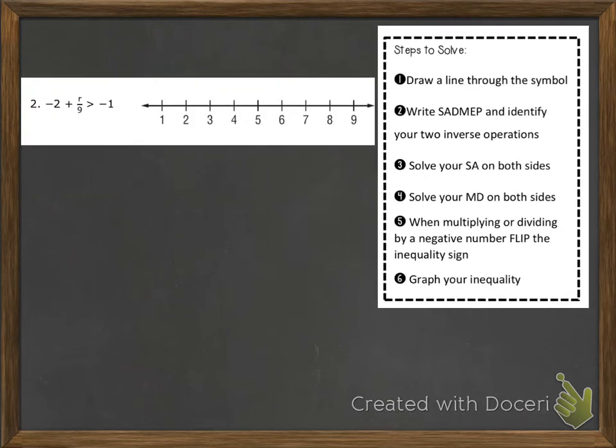Number 2, we have a line down the middle. Then we write SAD MEP.